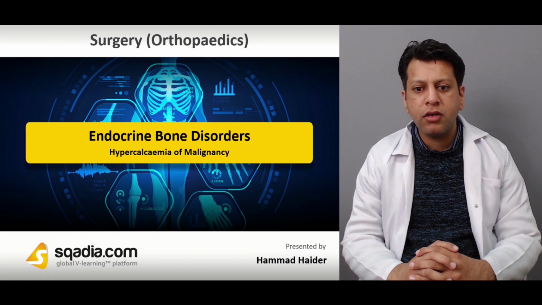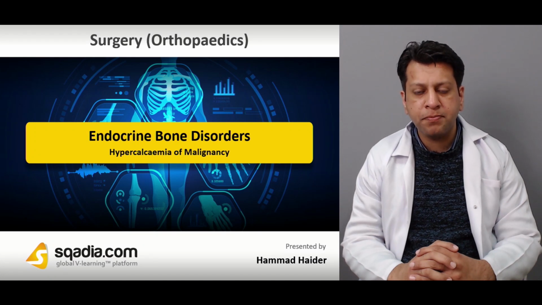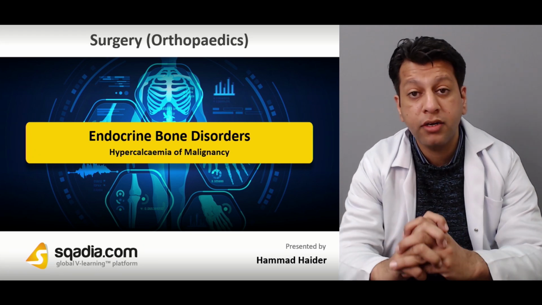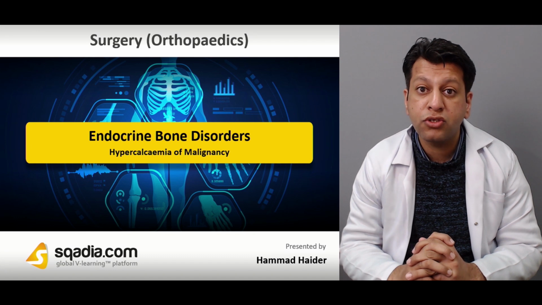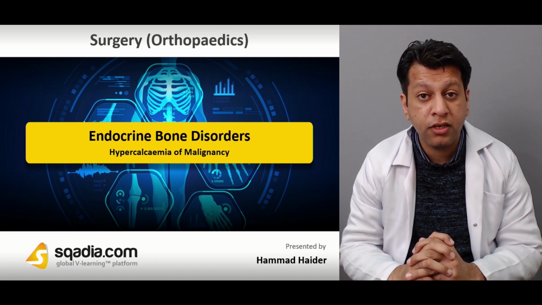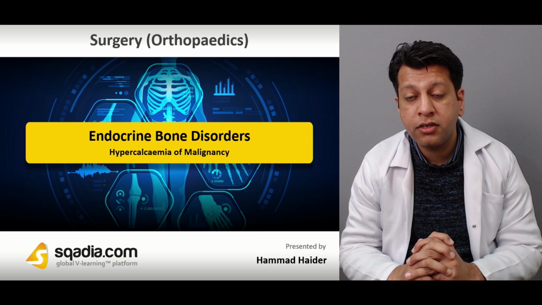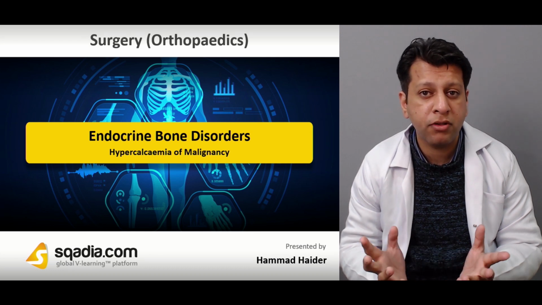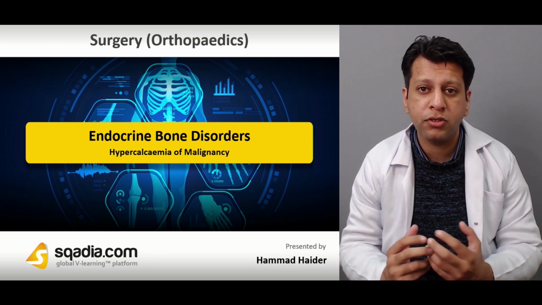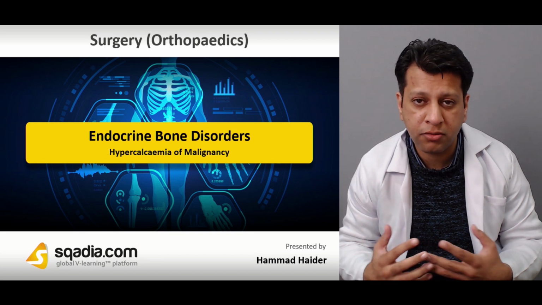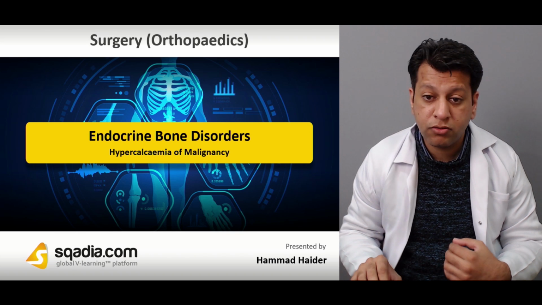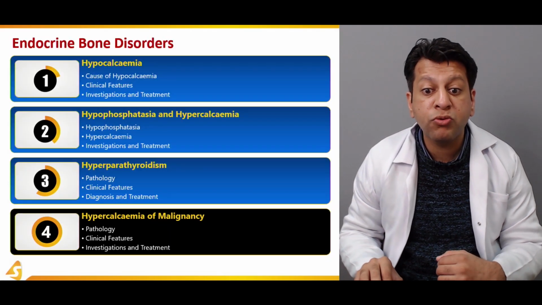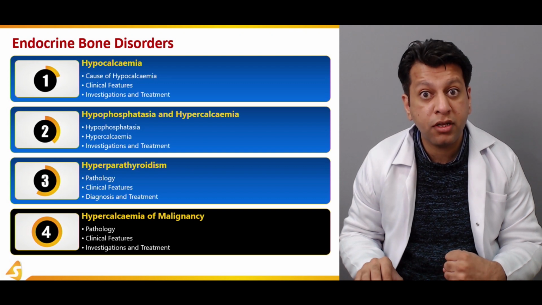We are now on hypercalcemia of malignancy. It's a very important topic. You need to remember that certain tumors, such as tumors of the lung, such as bronchogenic CA, and certain other diseases, for example, tuberculosis and sarcoidosis, may release increased calcium, which eventually leads to hypercalcemia. So, in this section, we're going through the pathology, clinical features, investigation, and treatment of hypercalcemia of malignancy.